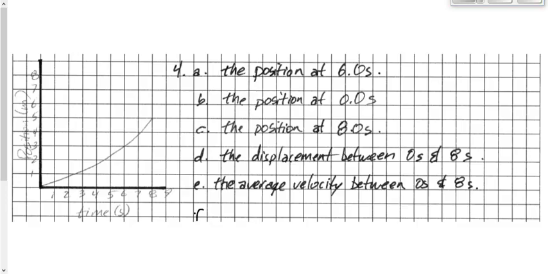Sorry, I missed one here. I missed a question here. F, not sure why it's not there. F should be, what is the instantaneous velocity at 4.0 seconds. So do the rest of them and find the instantaneous velocity, which is the one that you're going to draw the tangent line for at 4 seconds.